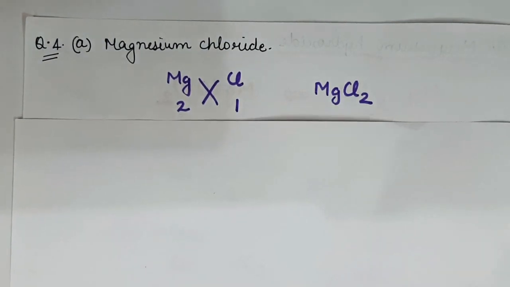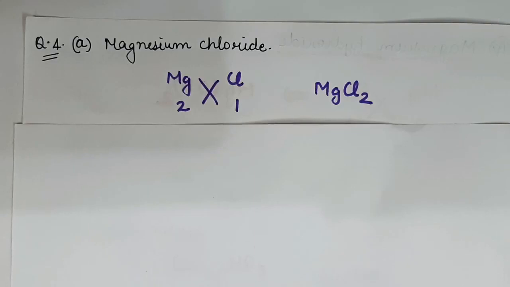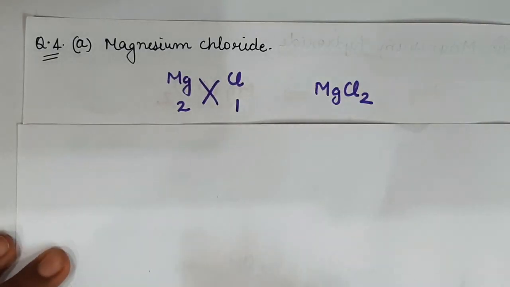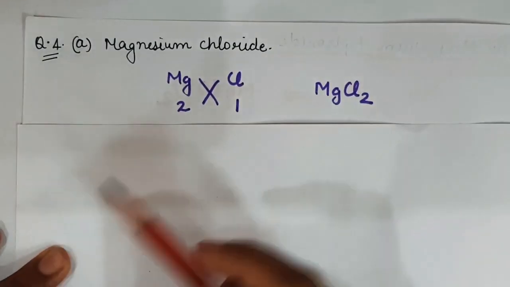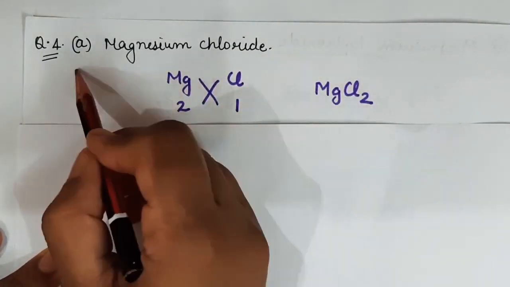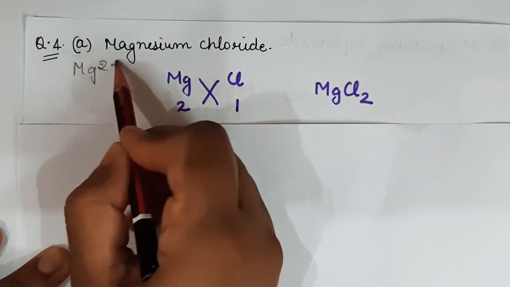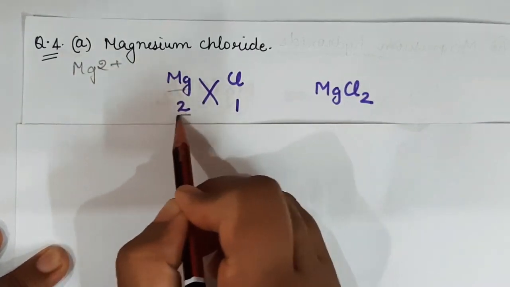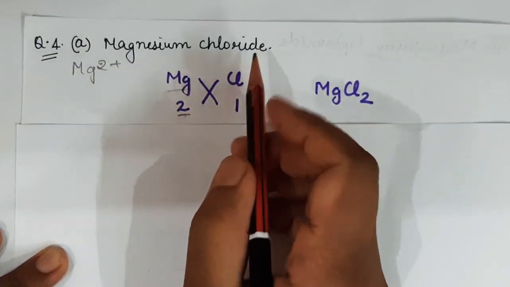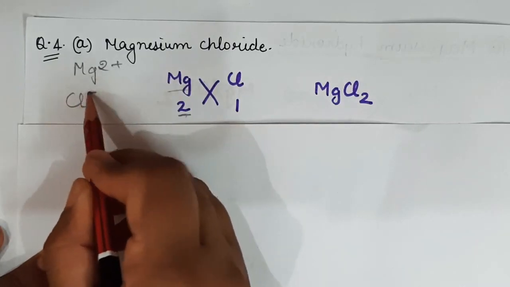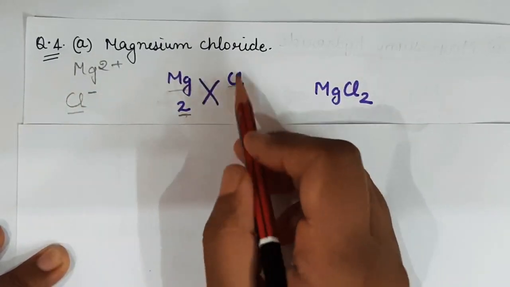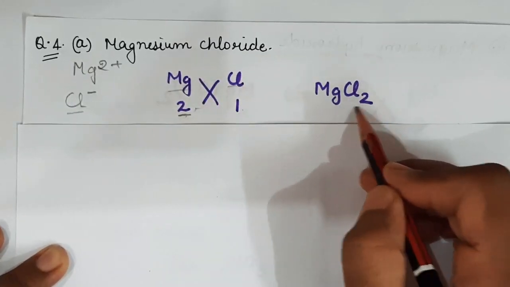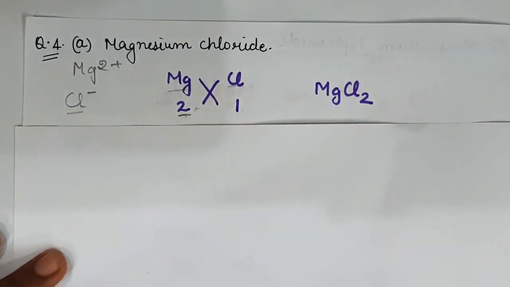Now coming to question number 4. Write down the formulas of the given compounds. First is magnesium chloride. Okay. Magnesium, it is Mg2 positive. So Mg is a symbol, 2 is the valency. And chloride, it is Cl negative. So chlorine is a symbol, valency is 1. So cross multiply, MgCl2. Okay.